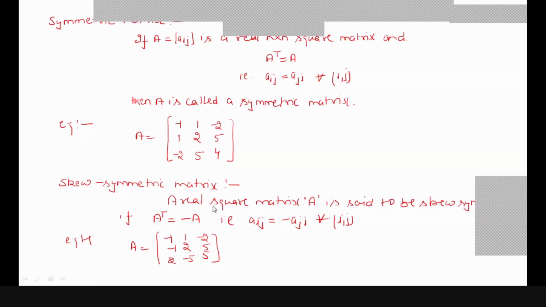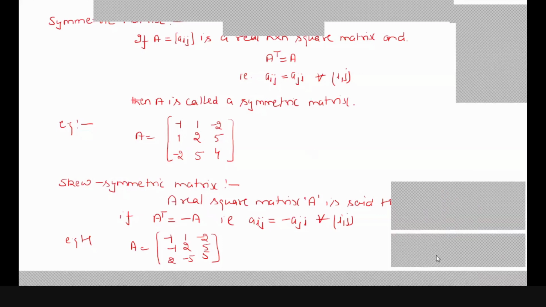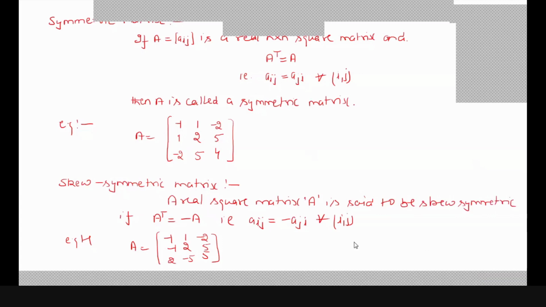Now, skew symmetric matrix. I hope you know what a skew symmetric matrix is. A real square matrix is said to be skew symmetric if A transpose is equal to minus A. Now here you can see one matrix of 3 cross 3: -1, 1, 2, -1, 2, 5, 2, -5, 5.